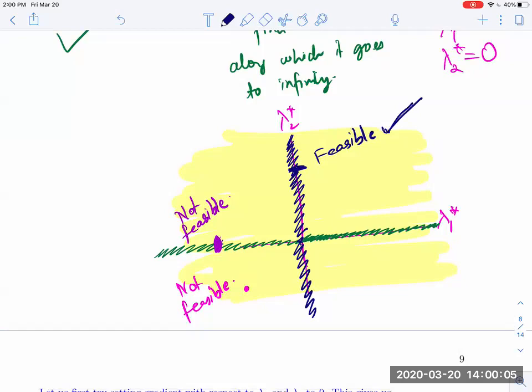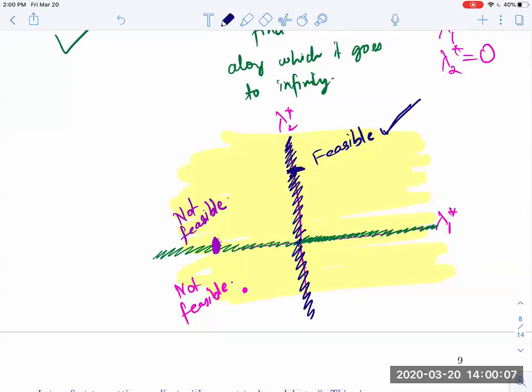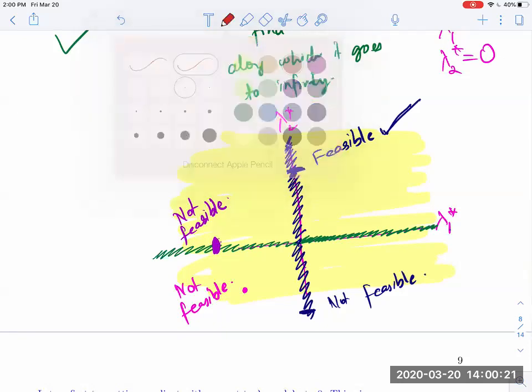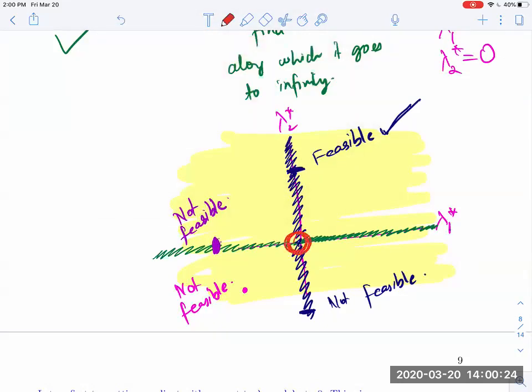But if you are unlucky even in this step and you found something like this here, not feasible, then we still haven't checked one thing. What have we not checked? We have not yet checked the case where both lambda 1 star and lambda 2 star are 0, which is this point. So you will check this, and this better be feasible, and this will be your maximum. Is that clear on what can happen? Yeah.